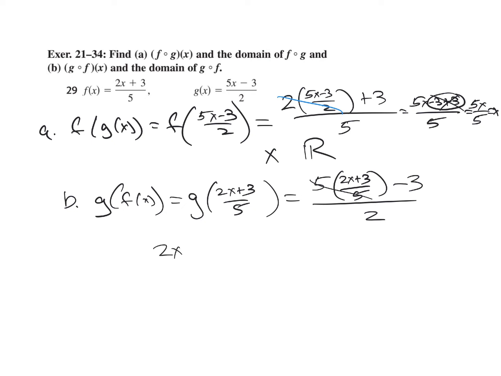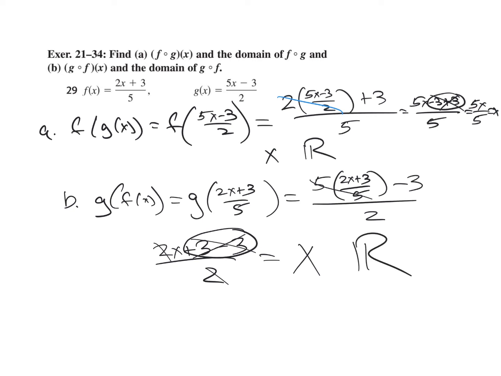And now we have 2x plus 3 minus 3 all over 2. The plus 3 minus 3 are gone, and the 2's reduce to 1. And again, we just have x. So the domain is all real numbers. And that's it.